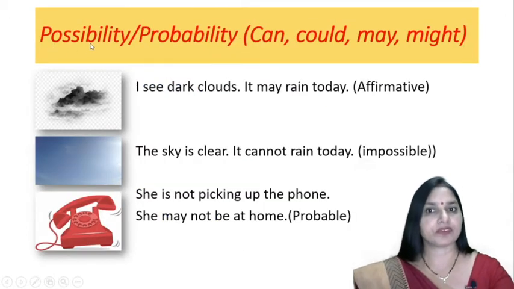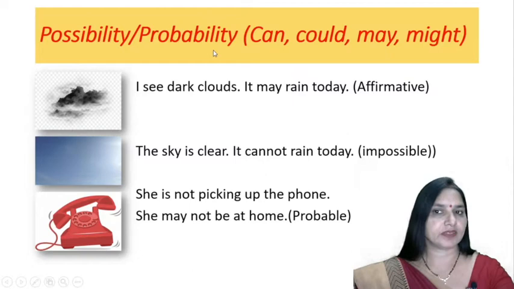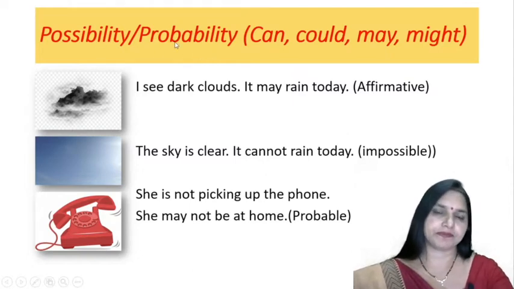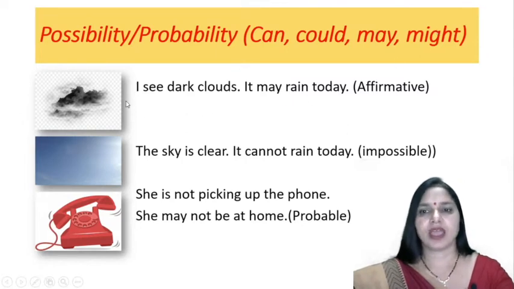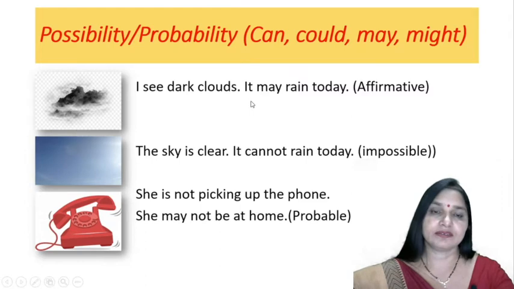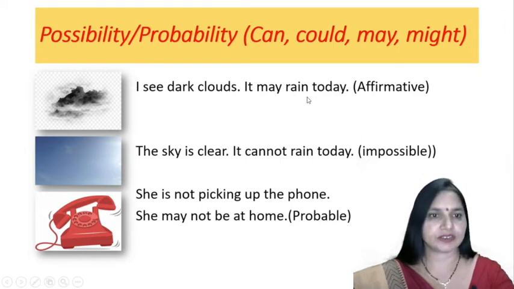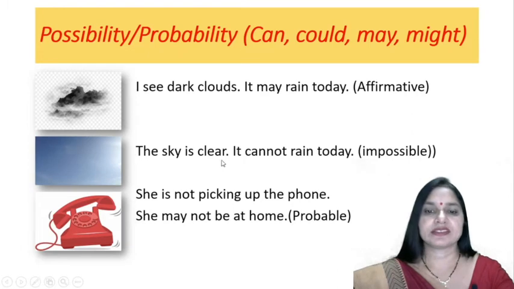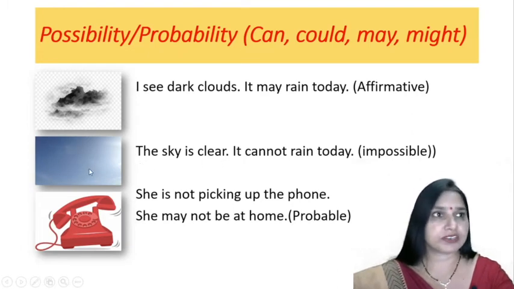Now to express possibility or probability, we use can, could, may or might. I see dark clouds. Dark clouds are seen. Then it may rain today. This is an affirmative sentence and it expresses the possibility of rain today. The sky is clear. That means there is no possibility of rain. So we say it cannot rain today.